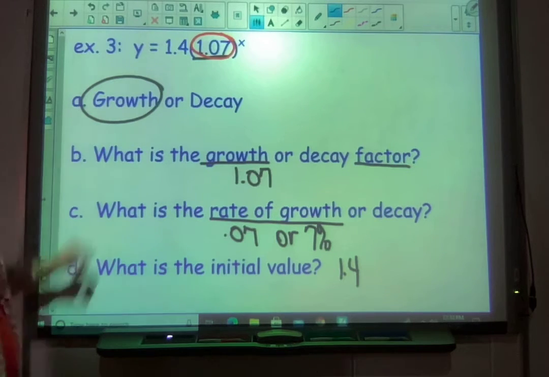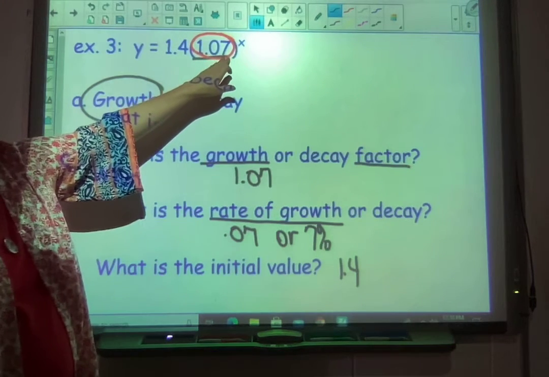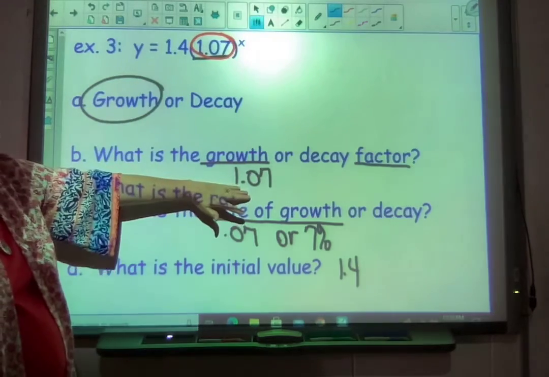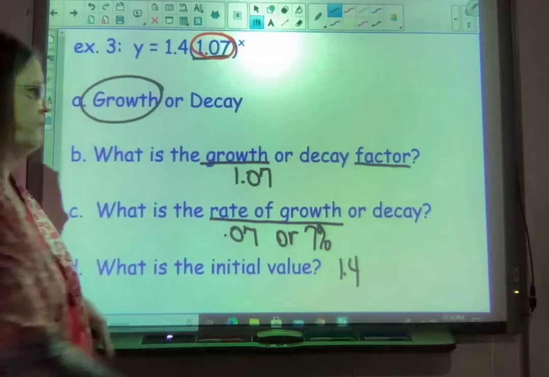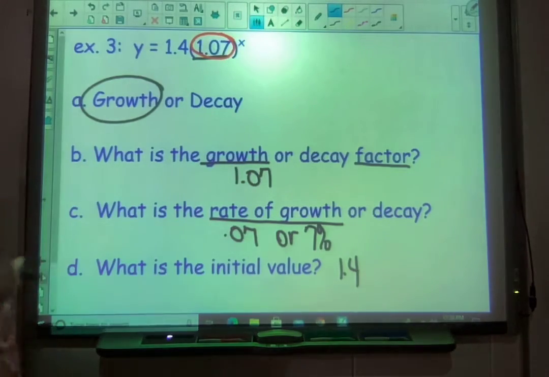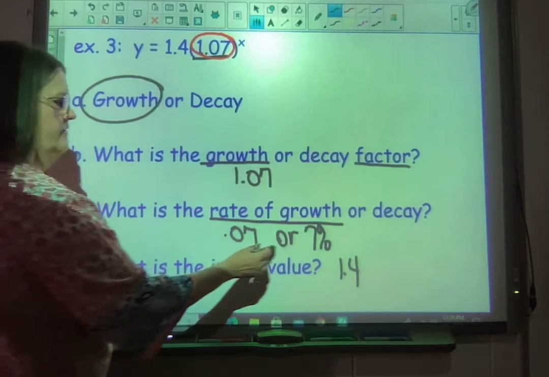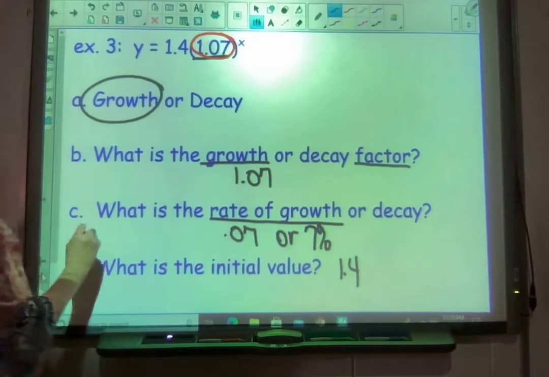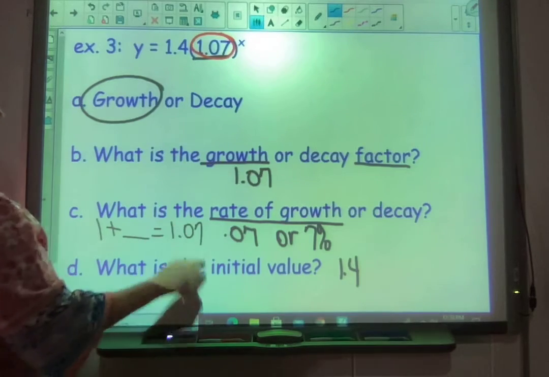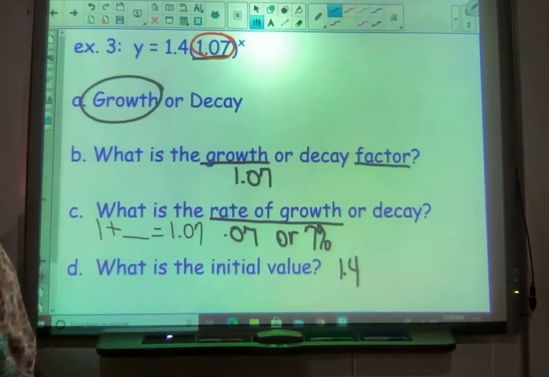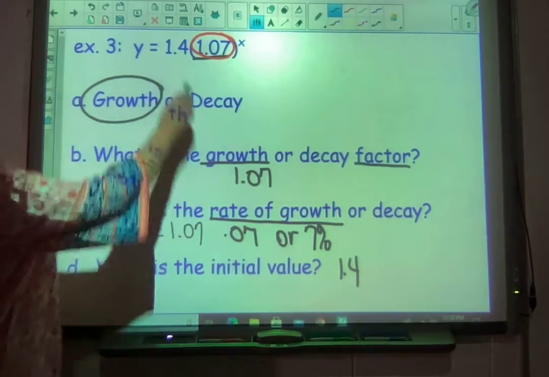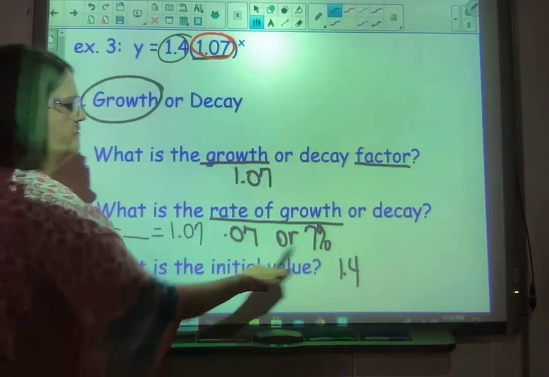All right, this one, 1.07, that's bigger than 1, it's growth. And this is my growth factor, 1.07. My rate of growth is 0.07 or 7%. Again, 1 plus something is 1.07. You can think of it as you just subtract 1 and you'll get it. So it's 7%. So what is my initial value? 1.4.